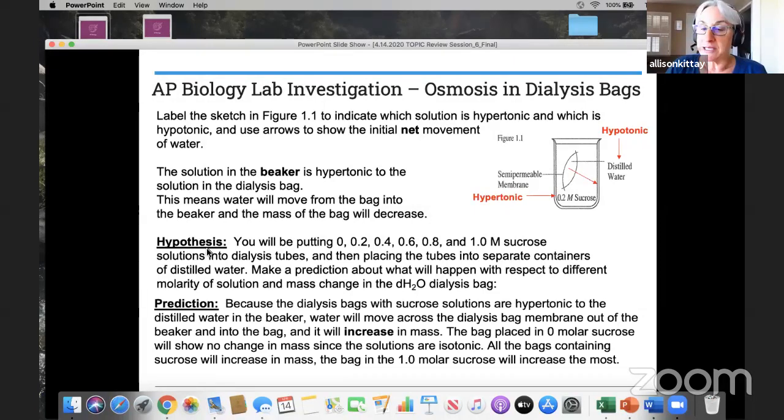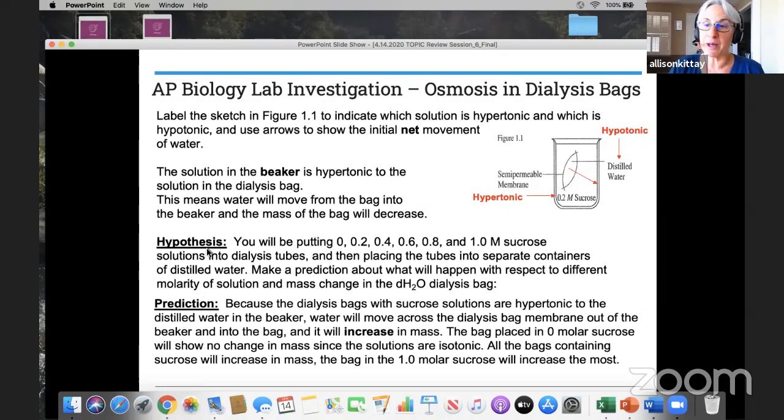The bag placed in the 0 molar sucrose solution will show no change because those solutions are isotonic. All of the bags containing sucrose will increase in mass, but the one that will increase the most is the one with the highest concentration of sugar, because it would be the one that had the largest concentration gradient.